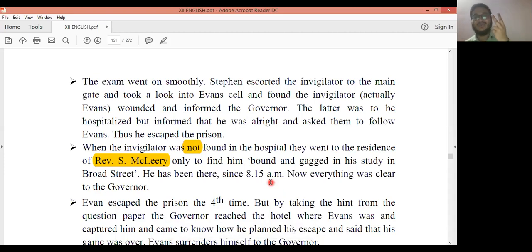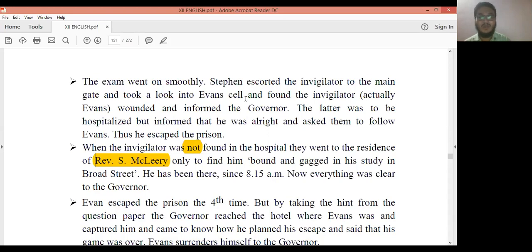Two people came into the prison cell. Who were the two people? The two prison officers, Stephen and Jackson. At 8:30 the situation started, and this man is still in his room from 8:15. He did not leave his room at all.